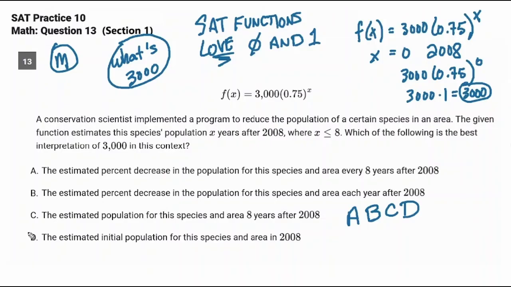D, the estimated initial population for this species and area in 2008. That's what I found, right? 3,000 is what happens in 2008. So I know that's the answer when I get to it. The answer is D. This problem has a lot of words which I have to read. It does not take nearly as long as it took here to get this question right and move on.